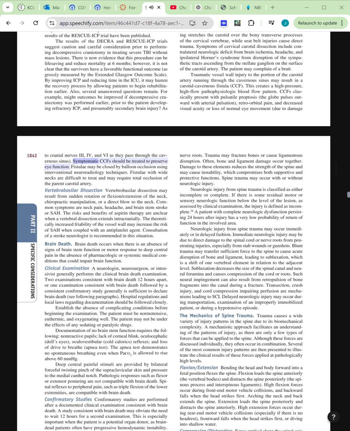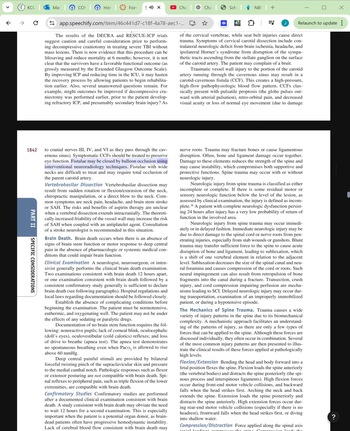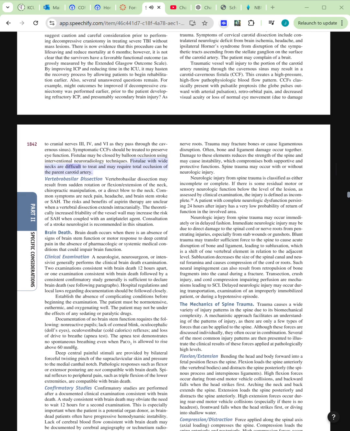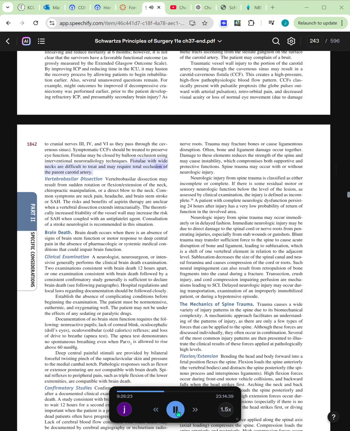Symptomatic CCF should be treated to preserve eye function. Fistulae may be closed by balloon occlusion using interventional neuroradiology techniques. Fistulae with wide necks are difficult to treat and may require total occlusion of the parent carotid artery.